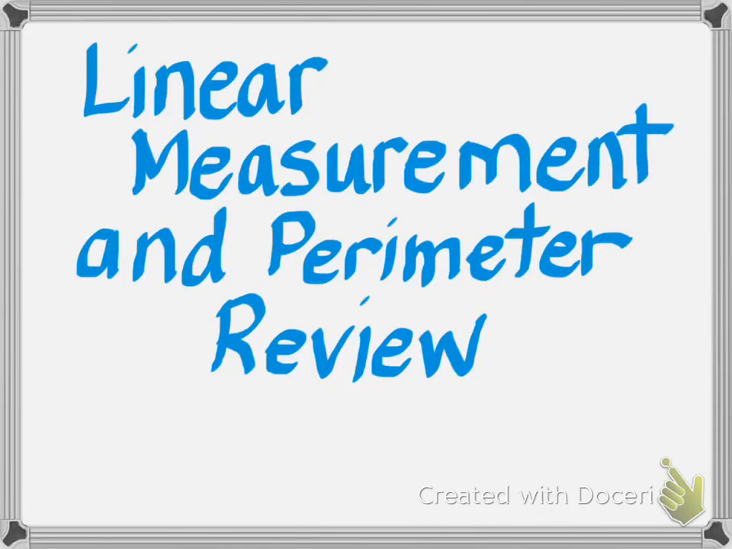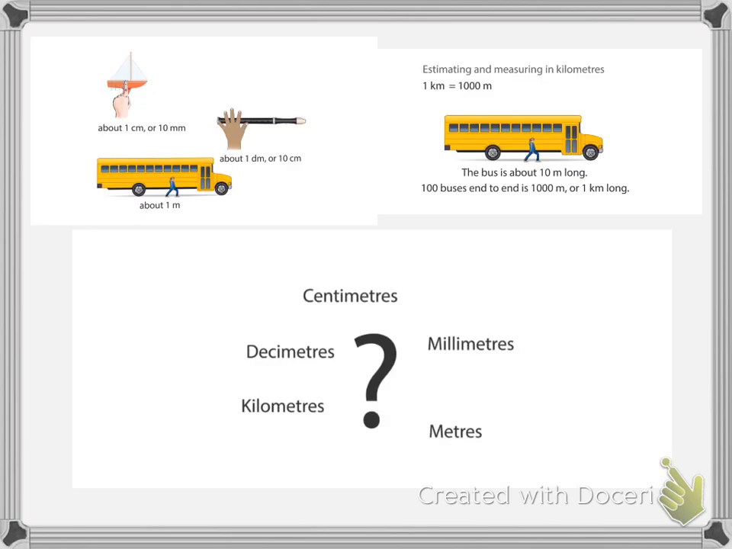Today's lesson is a review on linear measurement and perimeter. We know that the width of our fingertip is about 1 centimeter or 10 millimeters. We also know that our hand span is the same as about 10 centimeters or 1 decimeter. And we know that one giant step that we take is about 1 meter.